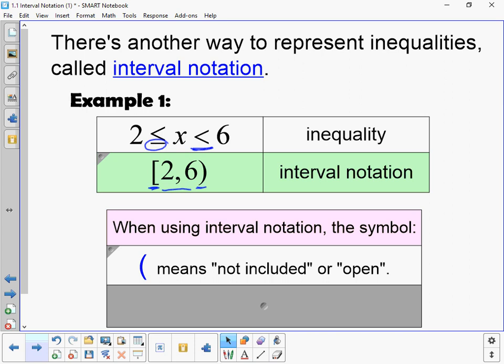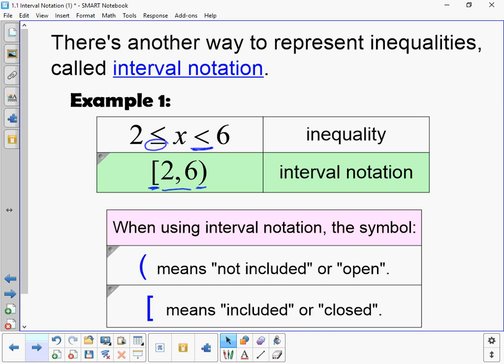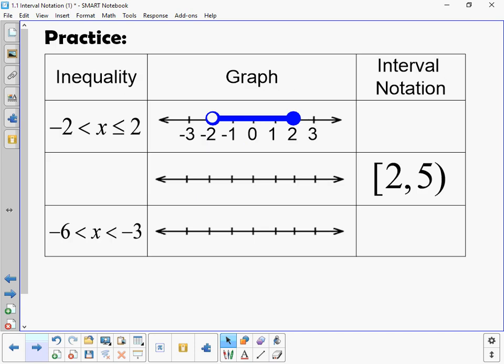Those are the symbols that we'll use for interval notation. The parenthesis means that it's not included or open, and the square bracket means that it's included or closed. So we'll practice a couple of these.